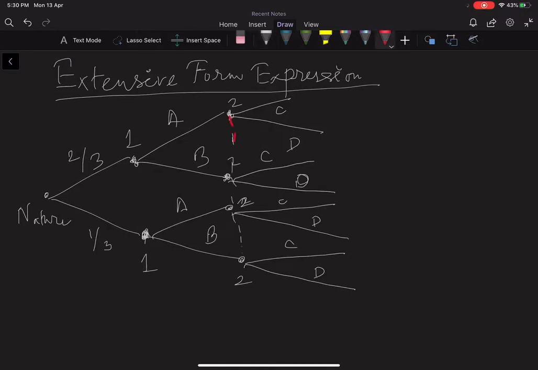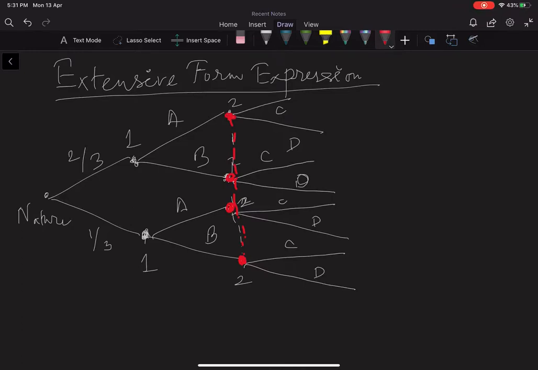let me just highlight it, it's the entire four nodes where player 2 can move. So player 2 basically has only one choice, either C or D, correct? Because our definition of a strategy is one action for every information set where a player can move. Here player 2 has only one information set, correct? All the four nodes are in the one information set.